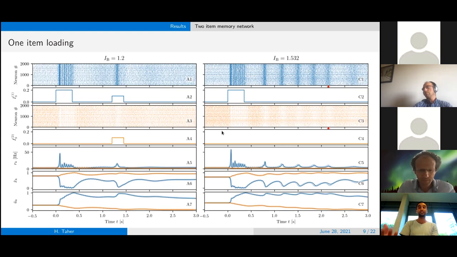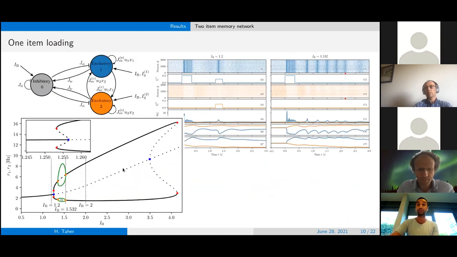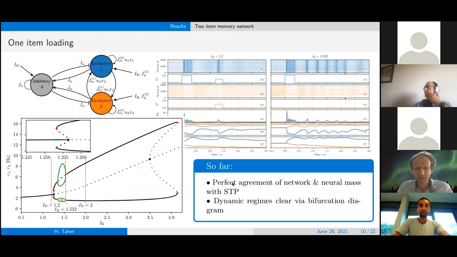So this has been already done by Mongillo and other people using network models. But in this case, we have an exact limit. So we can use numerical bifurcation analysis to study how these different working memory states emerge. I will not go into the details, but at the basis is basically multistability between different states, between equilibria, between limit cycles, these green ones, for example, which emerge at this Hopf bifurcation. So far, we have seen good agreement between network and neural mass, and the dynamic regimes become clear via the bifurcation diagram. But we can do much more with this mean field model.